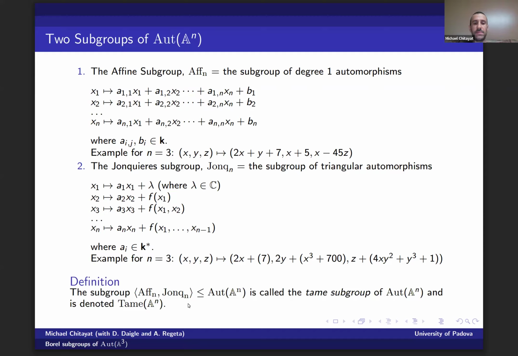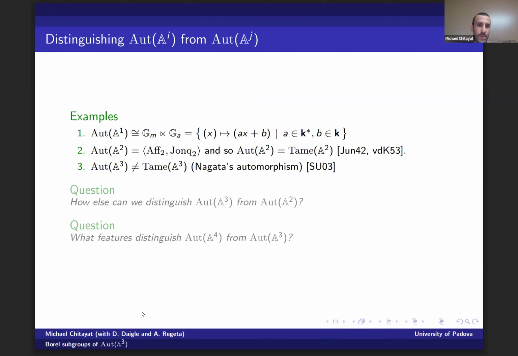And then we define the tame subgroup of Aut A^n to be the subgroup generated by these two subgroups, and we denote it by Tame A^n. And once we define these two subgroups, we can now distinguish between Aut A3 and Aut A2. So the first basic example is Aut A1, which looks like this.